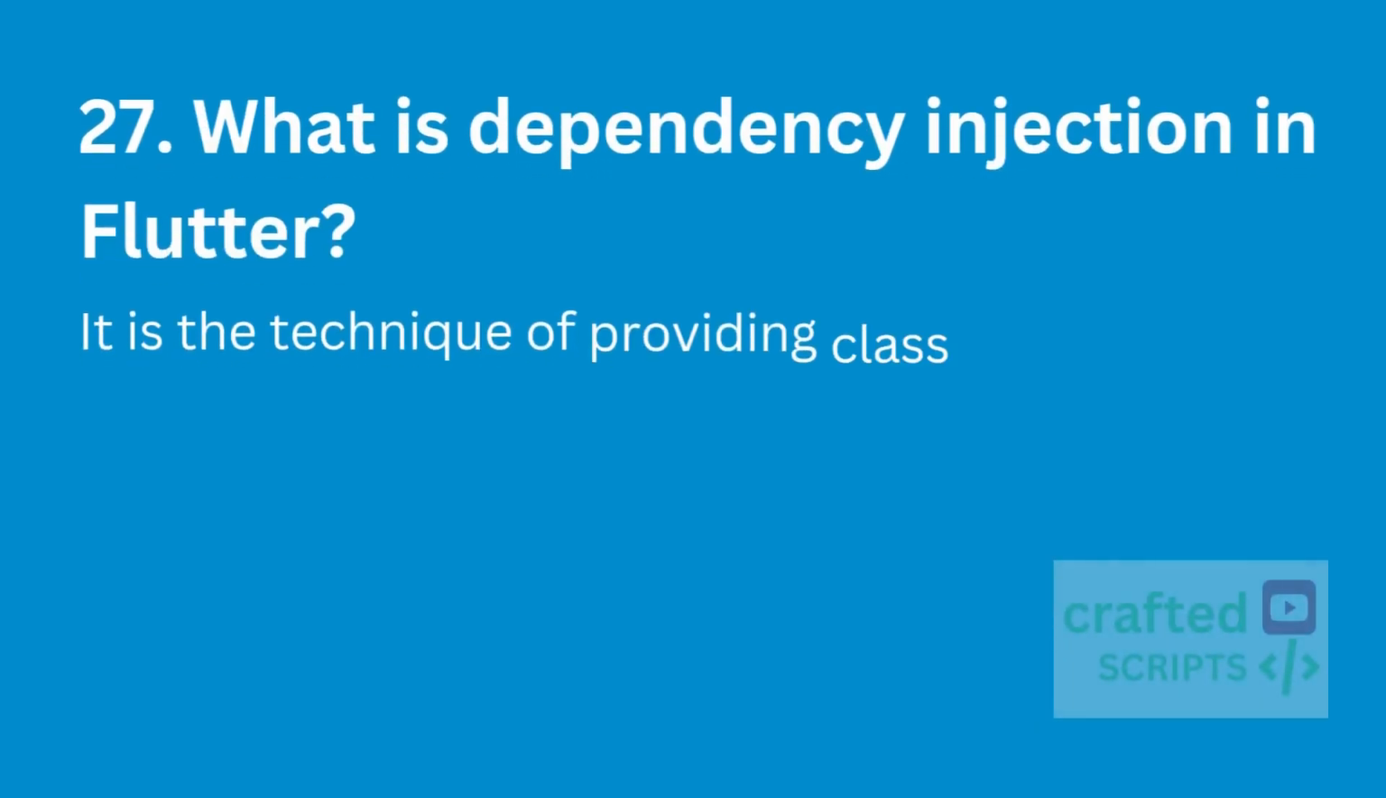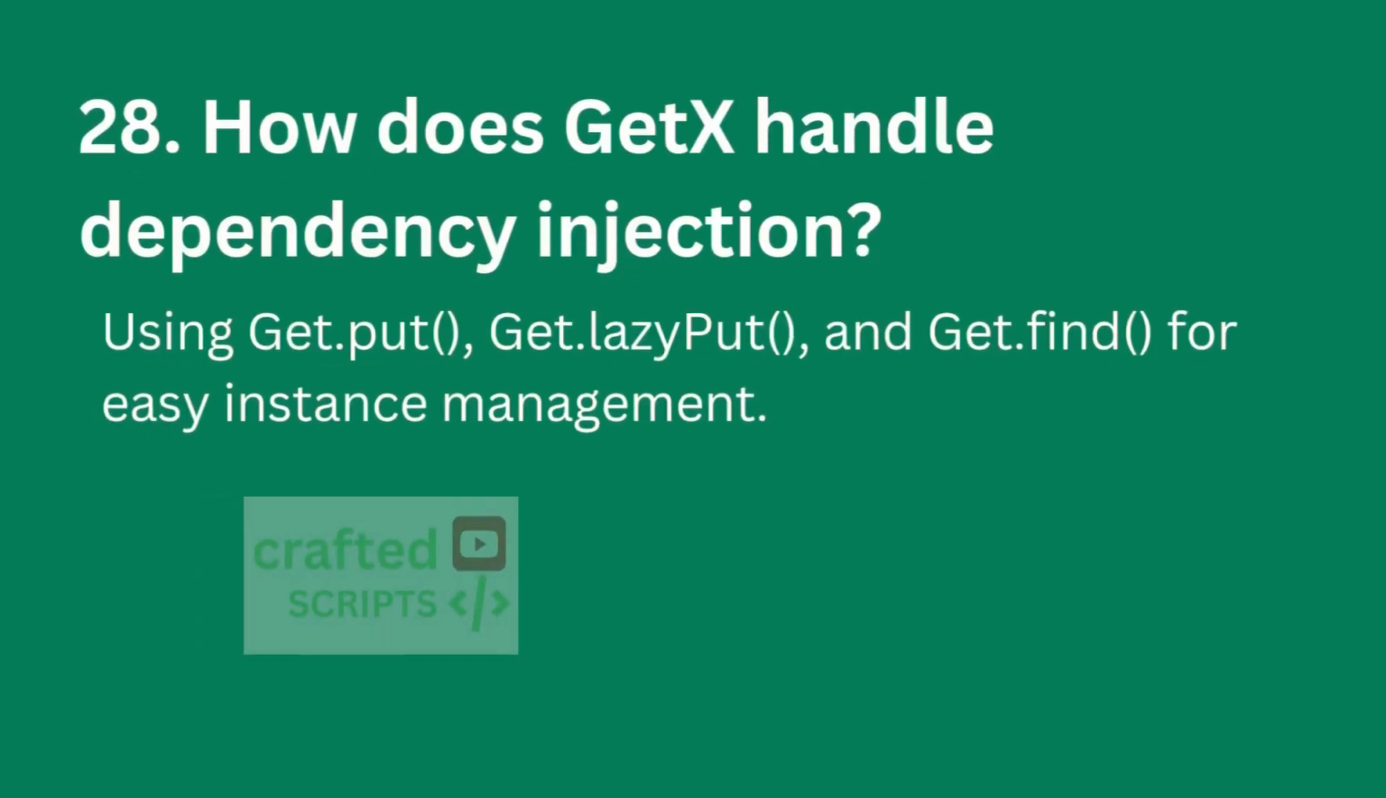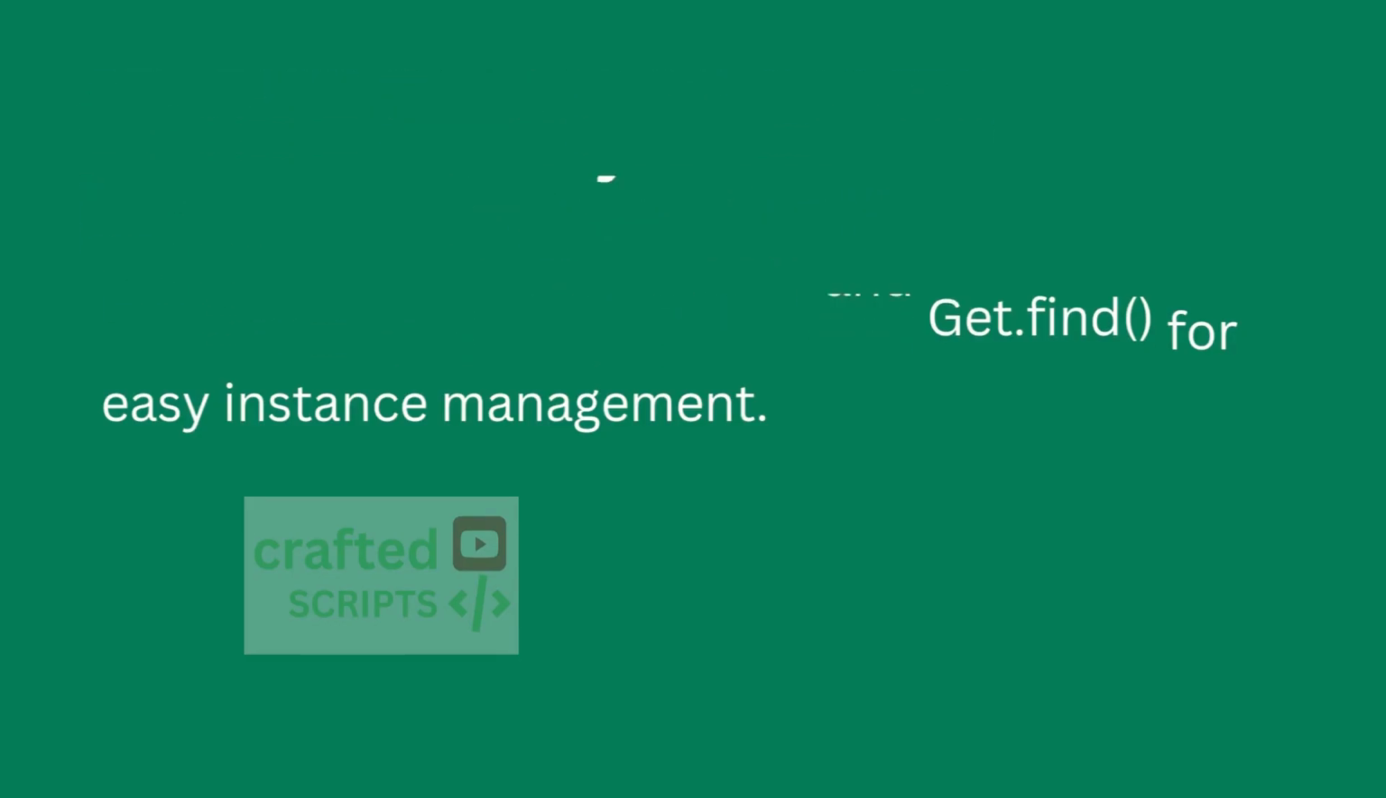Question number 27. What is dependency injection in Flutter? It is the technique of providing class dependencies externally instead of creating them inside. Question number 28. How does GetX handle dependency injection? Using Get.put method, Get.lazyPut method, and Get.find method for easy instance management.